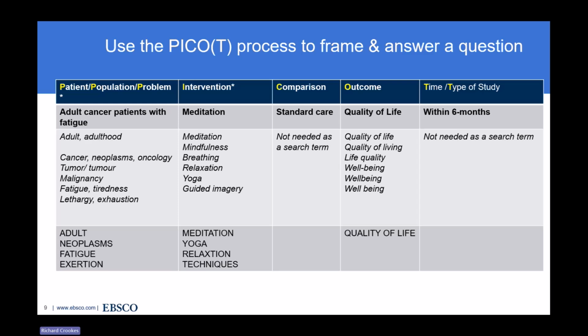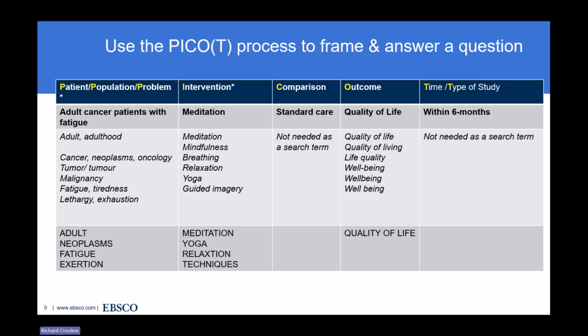Now, we're not going to search for all these elements. We are going to search for a number of them, particularly the patient group, the intervention, and the outcome. So we've got adults, that could be adult or adulthood, if you're thinking of the keywords, the free text terms. We've got cancer, otherwise neoplasms, oncology, tumor, malignancy, and so on. And then in terms of fatigue, it could be tiredness, could be lethargy, exhaustion, for example. And then compared to, or with the intervention of meditation, that could also be mindfulness or mindfulness therapy, breathing techniques, relaxation techniques, yoga, and so on.